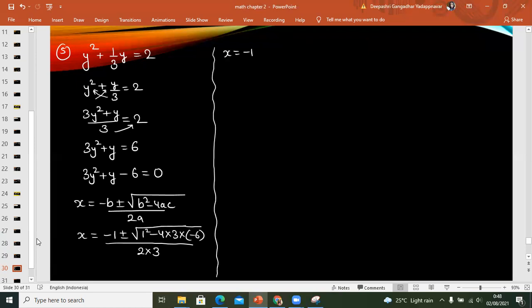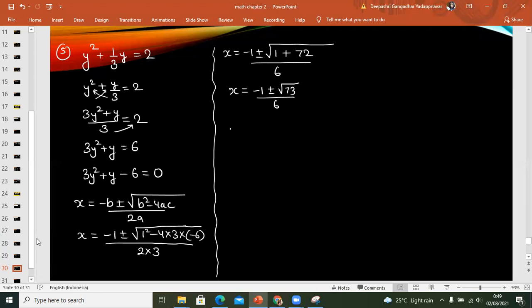x equals negative 1 plus or minus, 1 square is 1, negative times negative is positive, 4 times 3 is 12, 12 times 6 gives you 72. Divide by 2 times 3 is 6. x equals negative 1 plus or minus, add this, 73 divided by 6. We cannot reduce this square root of 73 because it is an odd number, and it is a prime number also, so it's not possible.